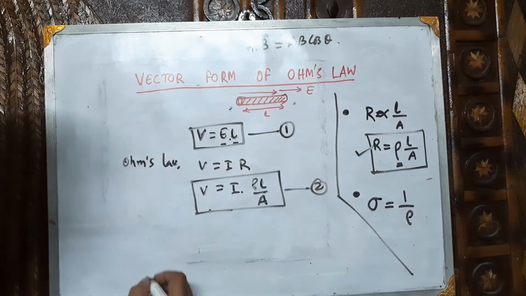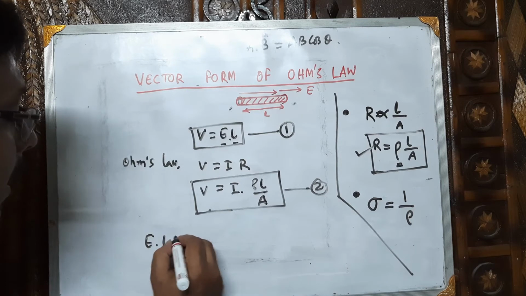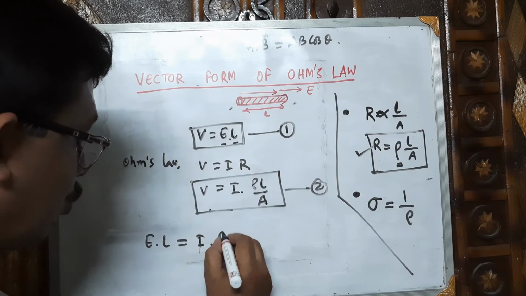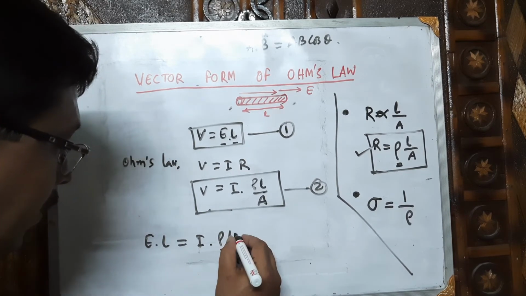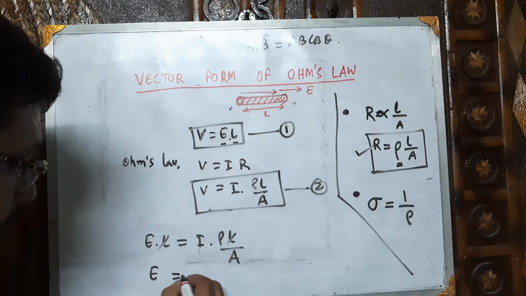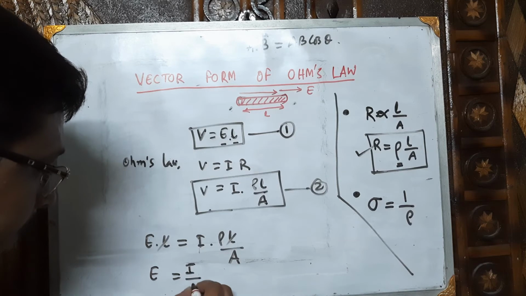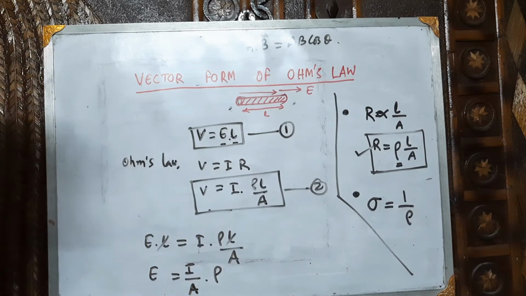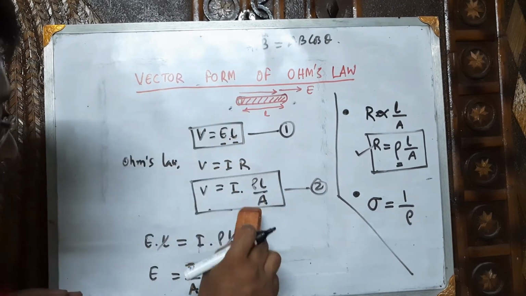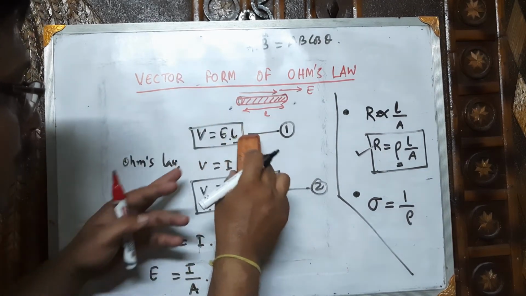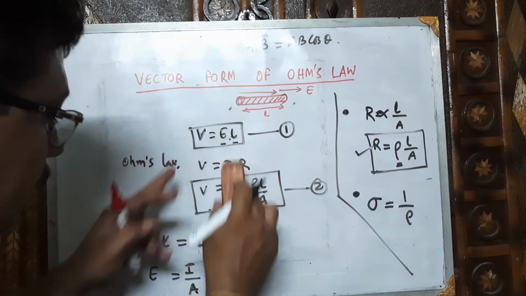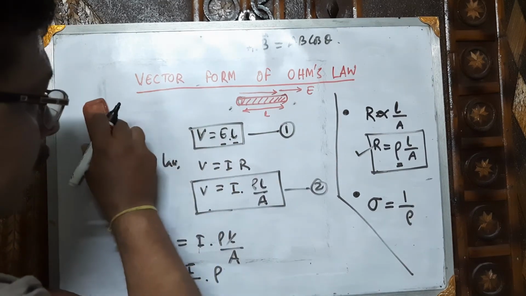So if we compare these two, we can write that E dot L, meaning E into L, no vector concept, scalar concept only, equals I into rho L by A. So L will cancel. Or we can write E is equal to I by A into rho. Is it? So up to this is it clear? Okay. Let me wrap up this portion. Two voltage equations: one is from the voltage and electric field, another is from Ohm's law. Just substituting the value of R and comparing these two, we got this one.